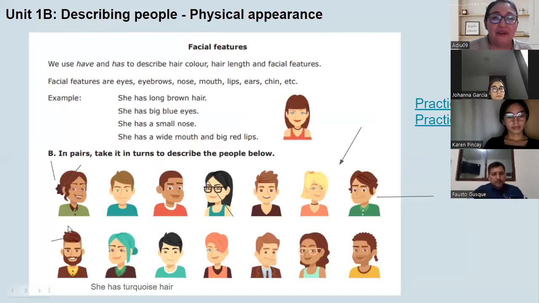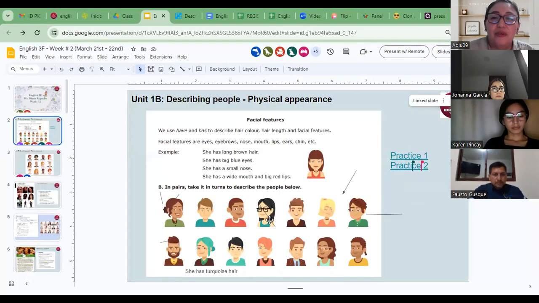We have different people. We have this girl. You know what? You can choose one. Okay, you choose one of them and you describe them. How can you add a text box? And here you go to line.